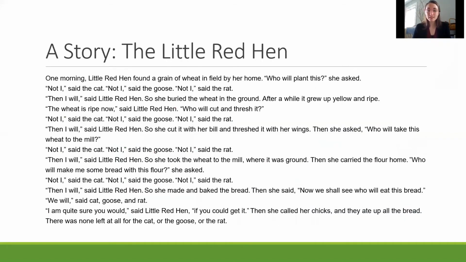So if we look back at the text, you'll see some words in red on the screen. First of all, we know the story starts in the morning because we see one morning at the beginning. And then we see that the wheat is in a field by her home. So we know that the Little Red Hen lives in an area that has fields around it. We see later that she takes the wheat to the mill, so it's another place or setting for this story. And then she carried the flour back home. So those are definitely the places that we see things happening in this story.